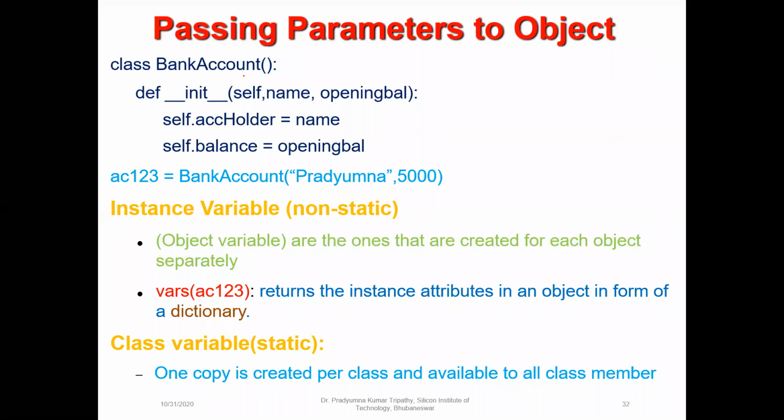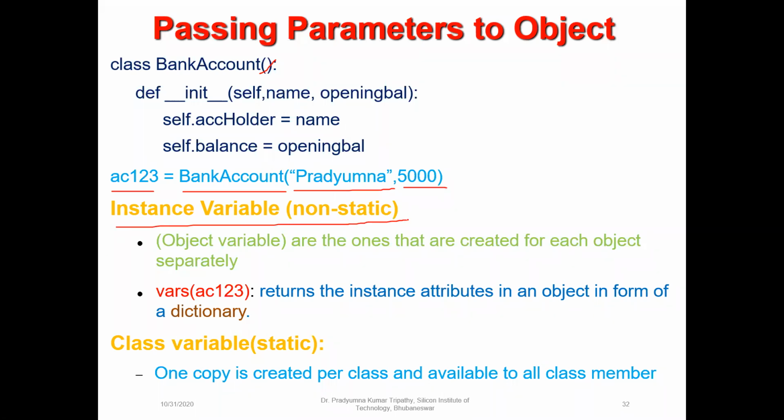Suppose this is the class BankAccount. I have an init function with account holder equals name and balance equals opening balance. I create an object account123 by calling BankAccount, which is the class name, passing 2 parameters over here. So I said there are 2 types of variables: instance variables, which are called non-static, and the second one is class variables. So instance variables or non-static or data attributes, right?